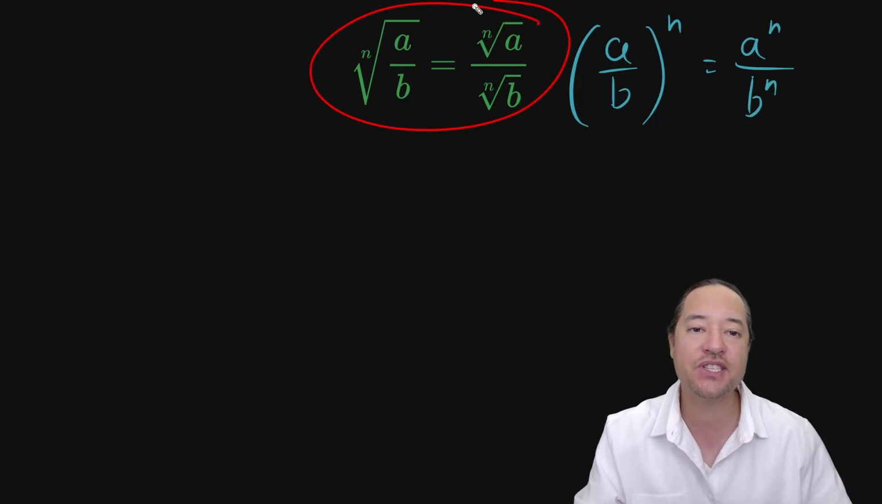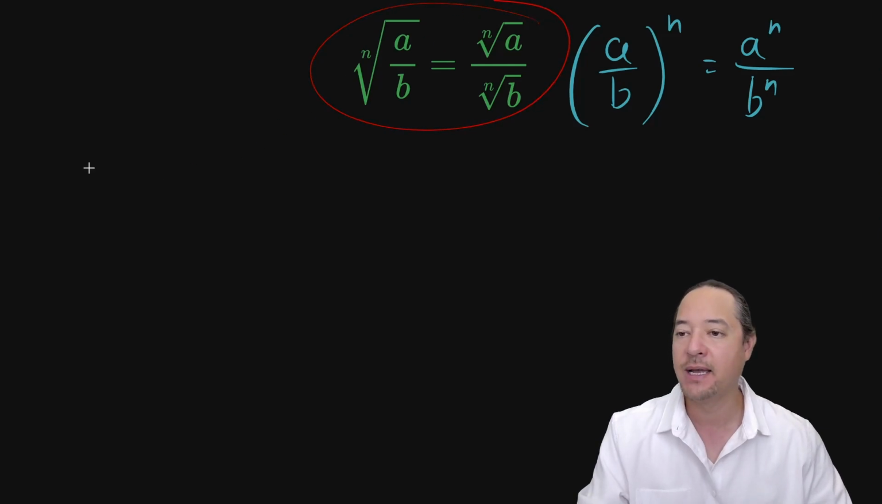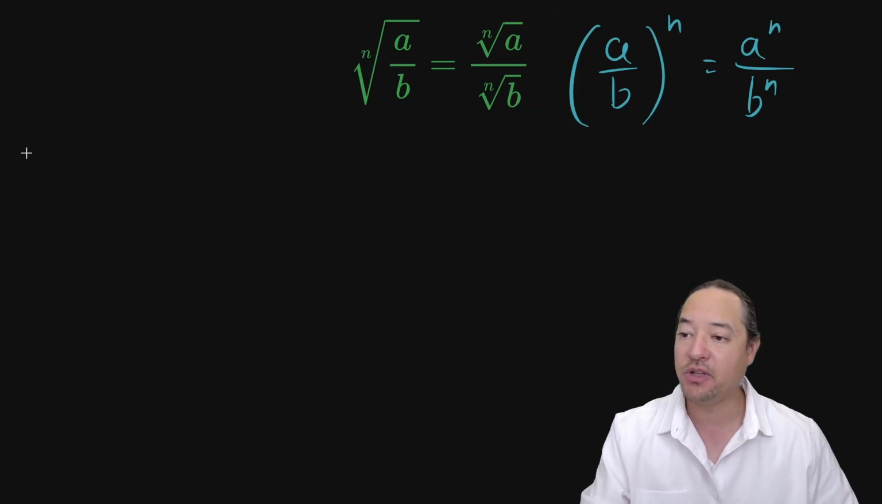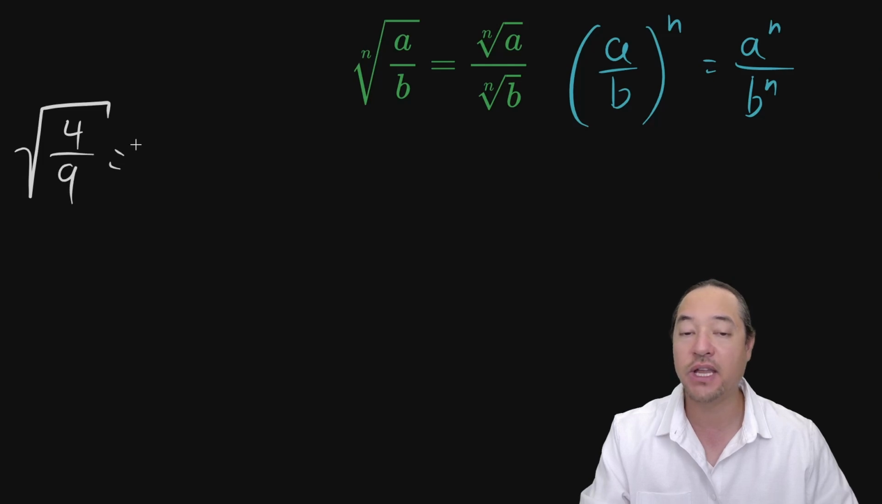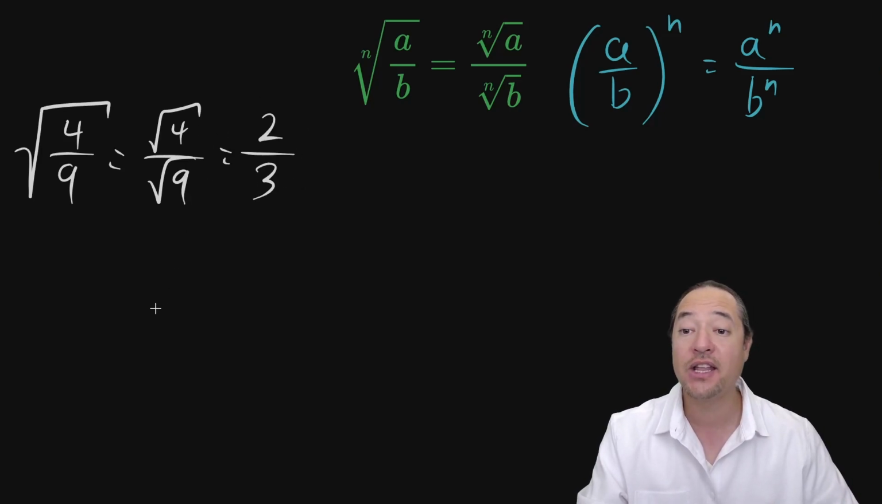And so we're doing kind of the same thing now here, just with roots instead of powers. So let's look at an example. Let's take, how about the square root of 4 over 9? What we're saying is that you can split this up into the square root of 4 over the square root of 9. Square root of 4 is 2, square root of 9 is 3, so it should be 2/3.